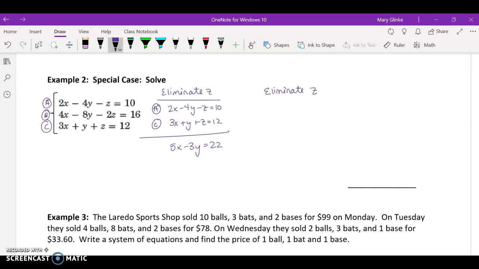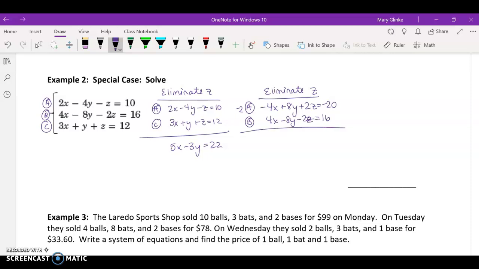And so I'm going to pick the exact same variable and do it again. I'm going to eliminate z. So I'm going to go with A and B. For my A equation to eliminate z, I'm going to have to multiply by negative 2. So I'm going to get negative 4x plus 8y plus 2z equals negative 20. And for the other one, I just write down the exact same thing because I don't have to change it.